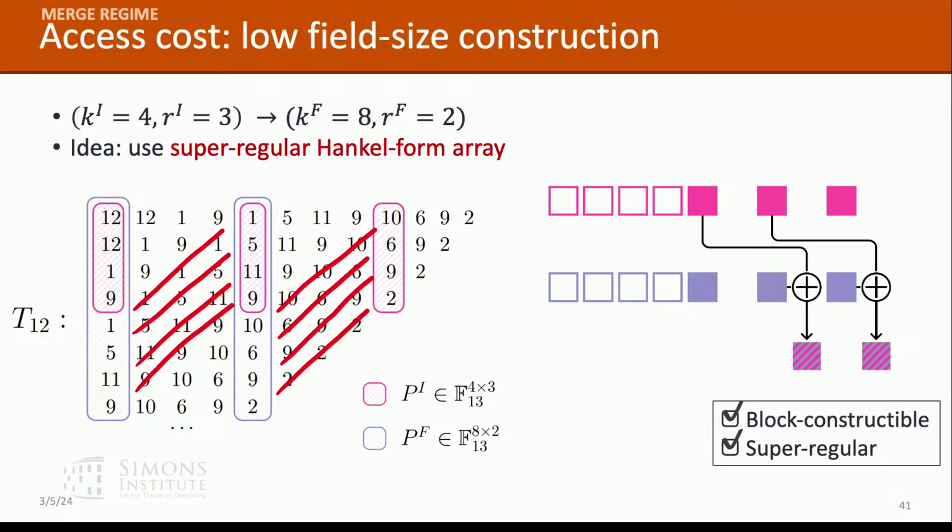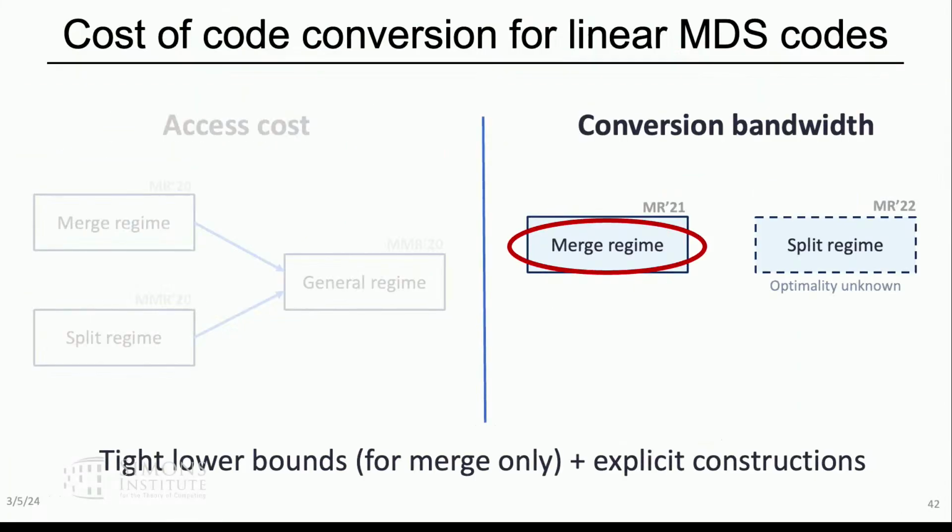There are more details in the Transactions paper, but in the interest of time I'll not go into the details. Using this kind of Hankel array form, one can construct access optimal convertible codes with low field size for certain parameter regimes, not all. Okay, now that was on the access cost.